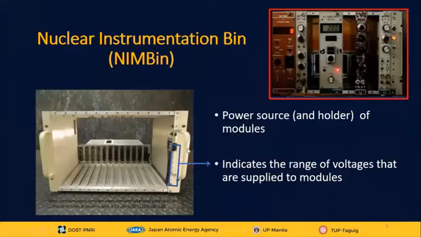So this nuclear instrumentation bin, or we shortly call it the NIM bin, is the power source and holder of the modules. These are what we call the modules. All of these get their power from the nuclear instrumentation bin, and these volts indicate the voltages supplied to these modules. All but one do not get their power from the nuclear instrumentation bin. So which do you think among these modules does not get its power from the nuclear instrumentation bin, which ranges from 24 to negative 24 volts?